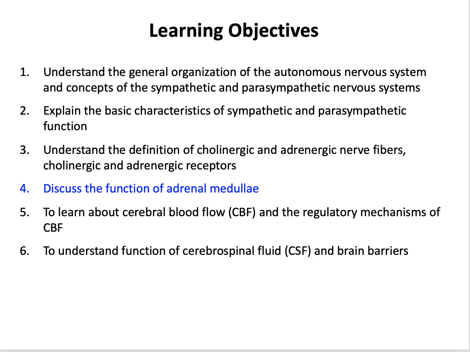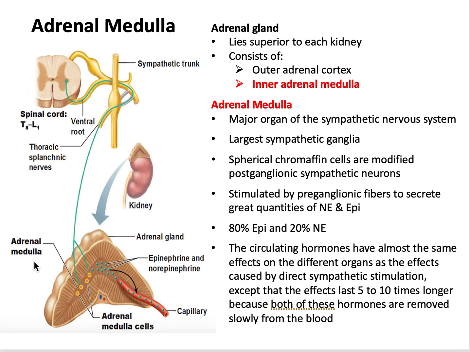Wrap up our last lecture and discuss these last 3 learning objectives. So remember the adrenal medulla. I had mentioned in my previous lecture how it was an exception to the whole, you have a preganglionic neuron and then that synapses in a ganglion with a postganglionic neuron, right? So a preganglionic neuron to a postganglionic neuron.